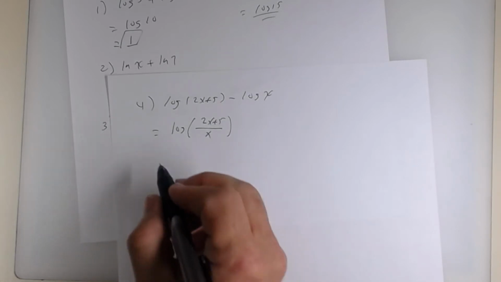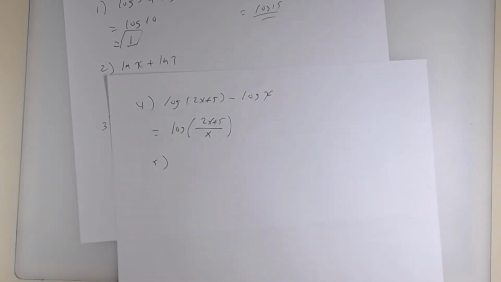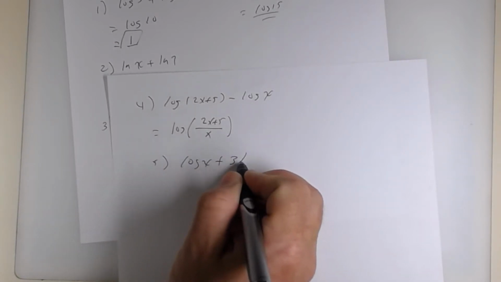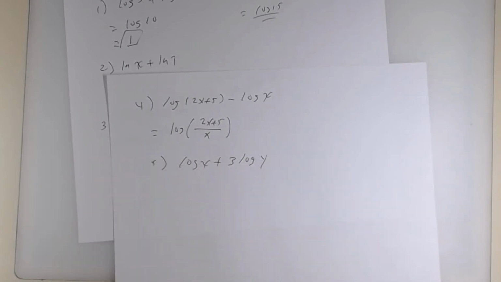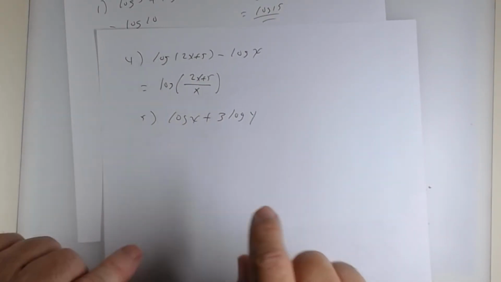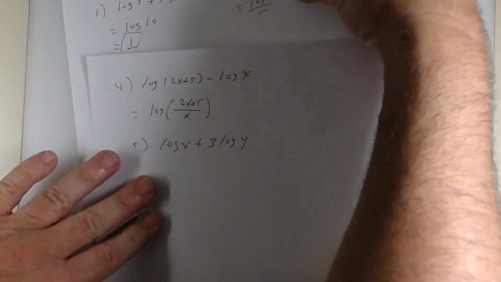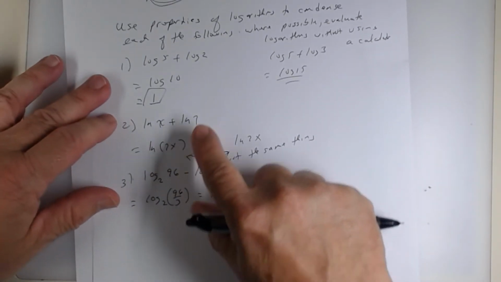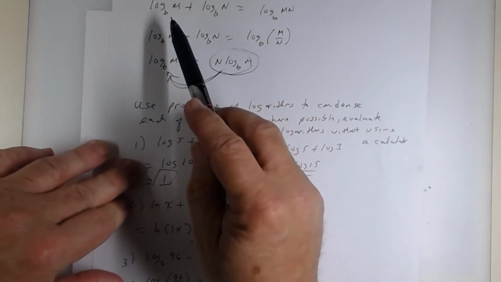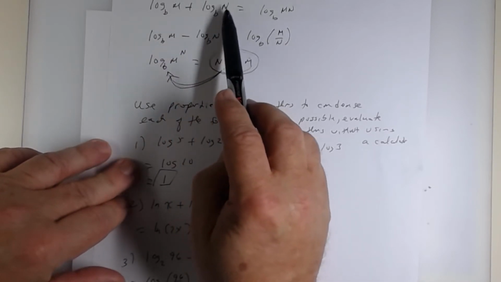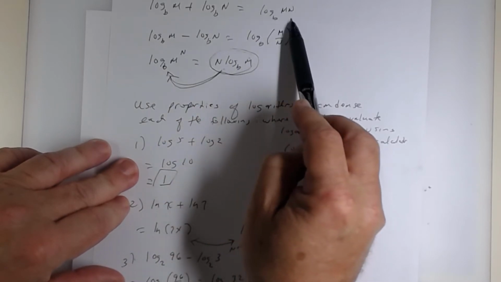Okay, number 5. Now listen carefully. Suppose you had the log of x plus 3 log of y. So listen to what I'm about to tell you. When we did problems 1, 2, and 3, let's do 1 and 2 for right now. Remember, the property says the log of m base b plus the log of n base b is a single logarithm, the logarithm of the product.